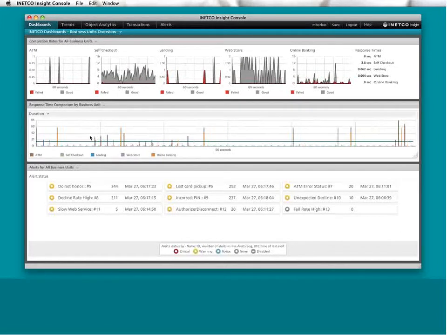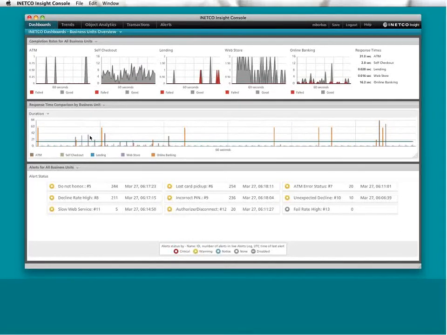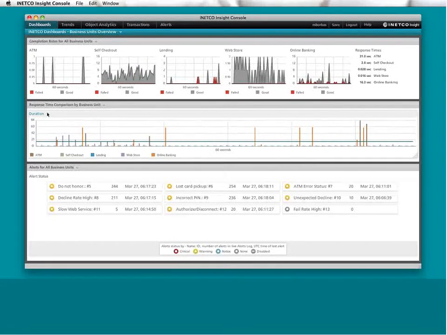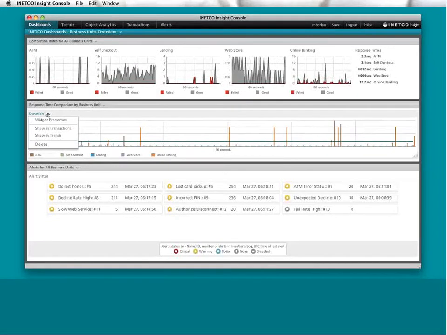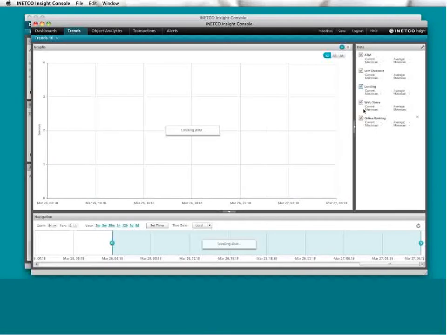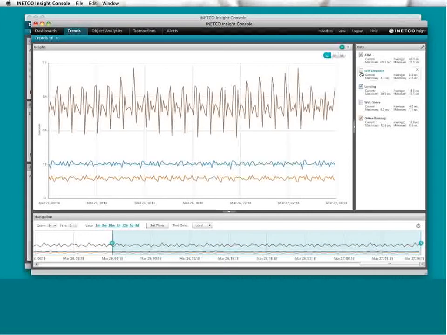And one of the more interesting pieces here is in the middle, looking at your response times for those different business units. You might want to see, for instance, on an ongoing basis, how are all my key channels doing today? So let's just answer that question. We'll focus on the banking channels here. INETCO Insight can be used essentially for monitoring any kind of application or transaction set, but here we'll focus our attention on financial ones.